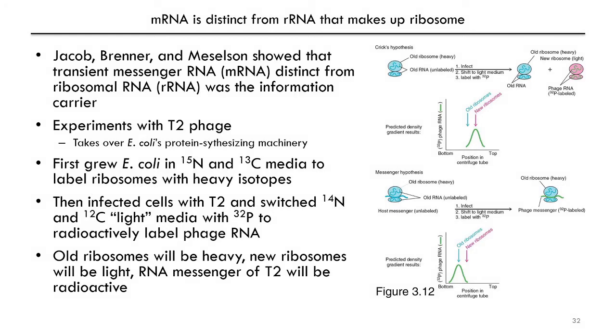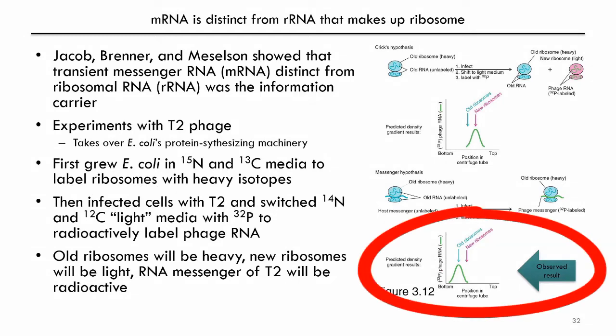Alternatively, if the information coding protein synthesis was on a transient messenger RNA, then they would see it associate with the old ribosomes that have higher density. In fact, this was the result that they observed after infection with phage. The new phage RNA was seen on the old ribosomes, and infected bacteria did not produce any new ribosomes, but instead spent all of their resources synthesizing viral proteins.